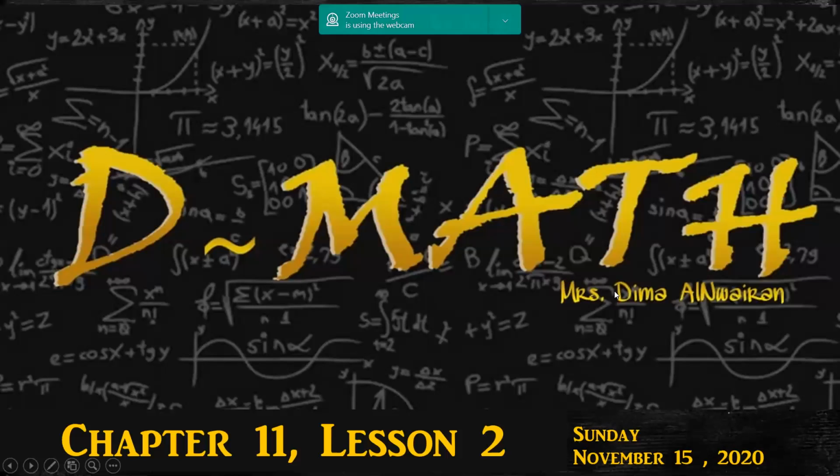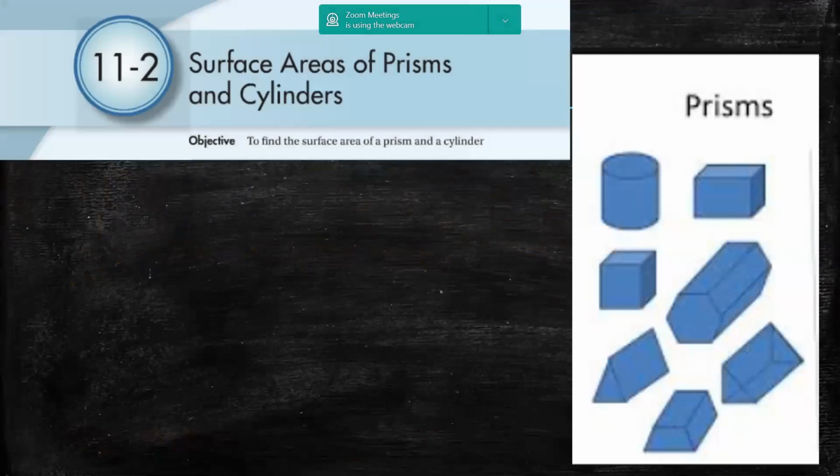Chapter 11 is talking about the volumes and the surface area of the three-dimensional shapes. We said on Thursday that the two-dimensional shapes could be polygon or non-polygon shapes. Why do we call them two-dimensional? These two-dimensional shapes have length and width.